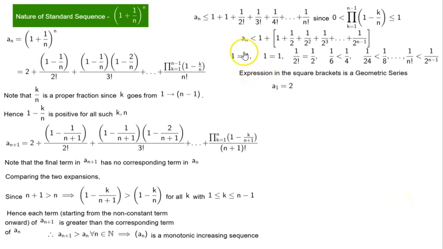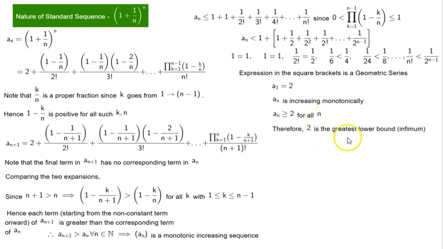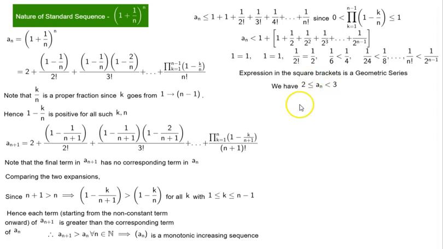Now the first term a sub 1 is 2, and we have already shown that a sub n is a monotonic increasing sequence. That means a sub n is greater than or equal to 2 for all n. So therefore, 2 is the greatest lower bound or infimum. Now, since we have 2 is less than or equal to a sub n, which is in turn less than 3, we can say the sequence a sub n is bounded above and below. Now that we have arrived at this, let's look at some specific powers of 1 plus 1 by n.